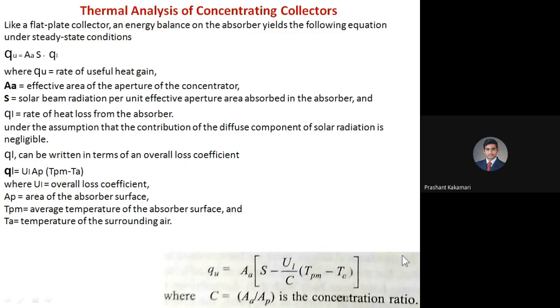So this loss depends on the concentration ratio. If the concentration ratio is high, the loss is less. If the concentration ratio is less, like a flatbed collector, losses will be high. So to overcome the losses also, one can think of going for concentrating collectors.